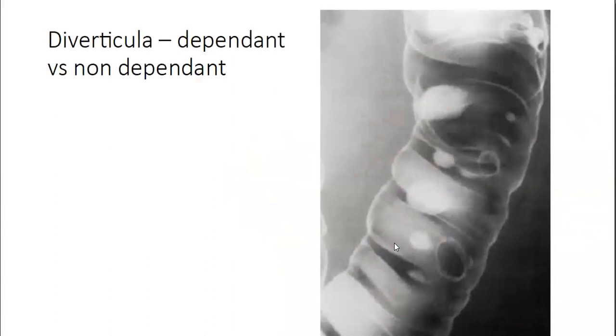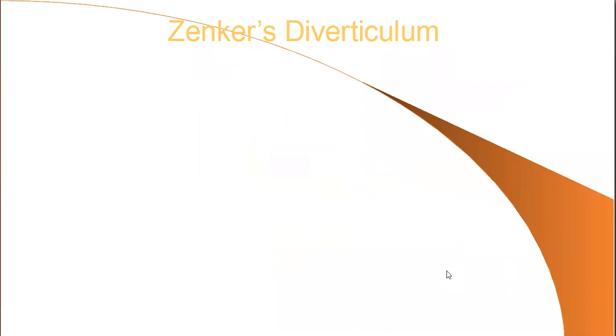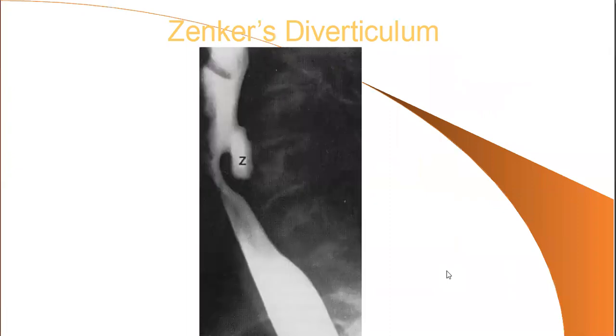Again, diverticula appear differently if they are in a dependent position and differently if they are non-dependent. In dependent position, obviously, the diverticula will be filled with barium. And in non-dependent, they will be etched with barium. So remember, we have to try and identify based on this. These are the different types of diverticula in different locations. We should know that something called Zenker's diverticulum is there, in the posterior part at the level of the cricopharynx, right? So classically called Zenker's diverticulum.